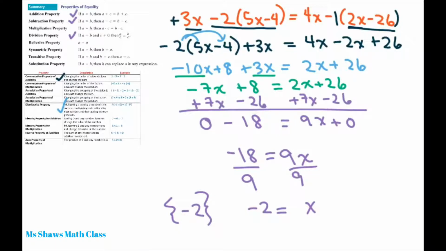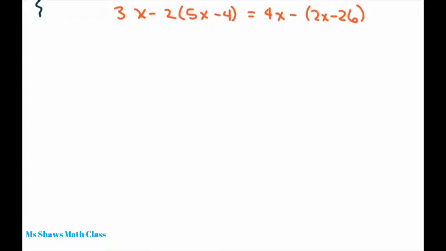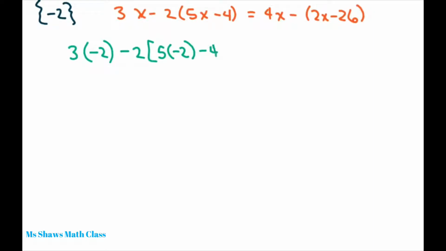Now, next thing we're going to do is use our substitution property and plug negative 2 back into, you have to do your original equation. So let's plug in our solution set of negative 2. The substitution property says everywhere there's an x, I can replace it with negative 2. So everywhere there's an x, I'm replacing the x with negative 2.